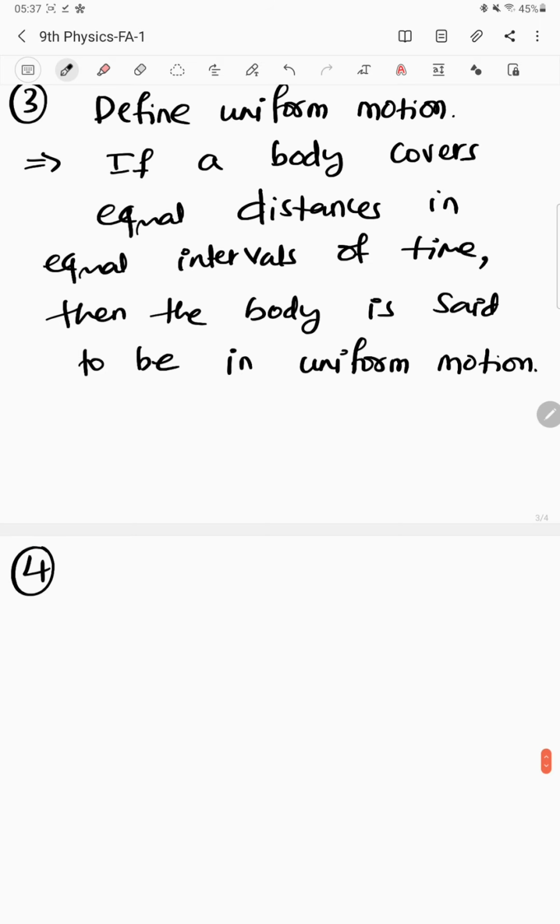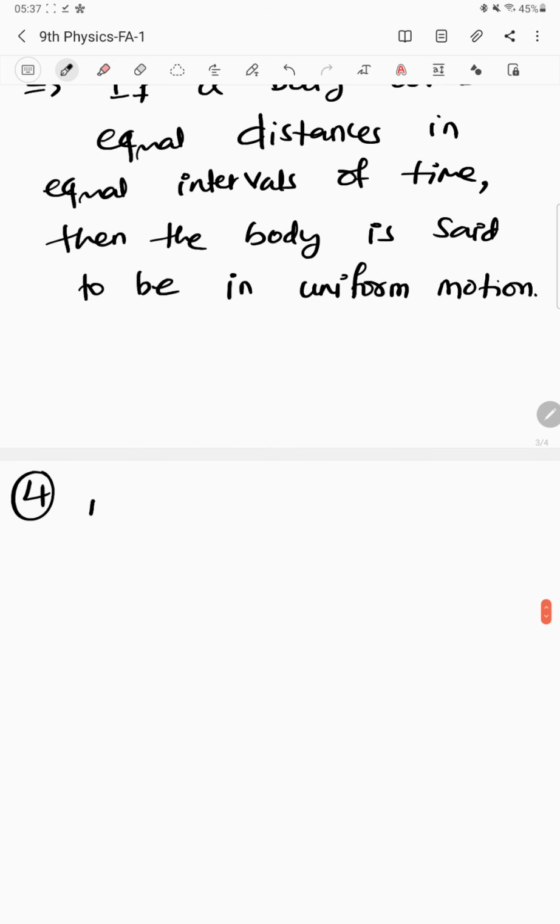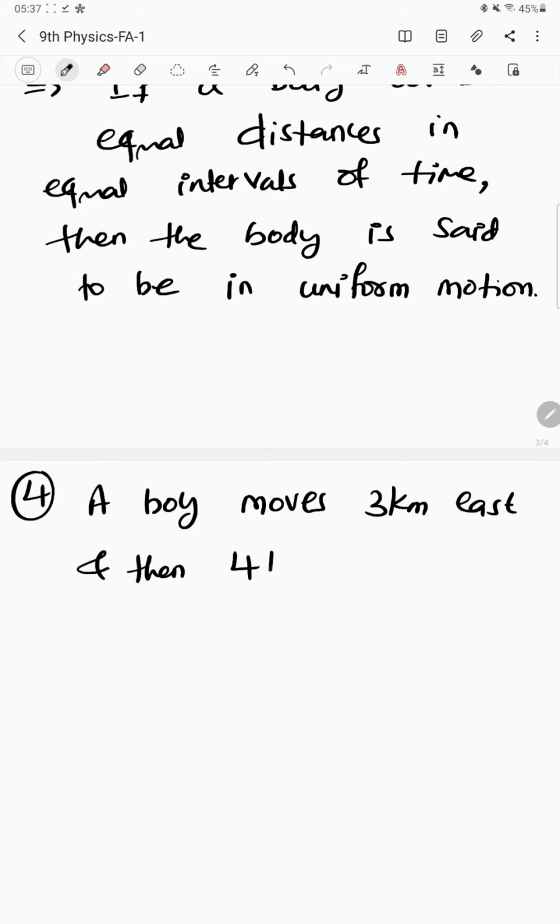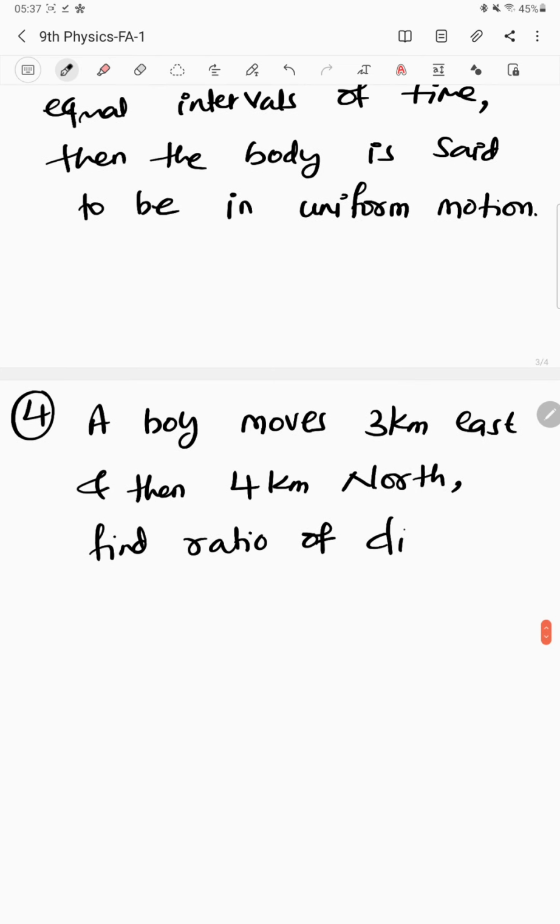Now let us have a look at this fourth question. Now what is this fourth question? A boy moves 3 kilometer east and then 4 kilometer north. Find the ratio of distance to displacement.